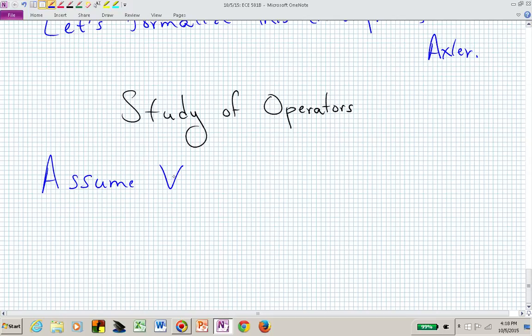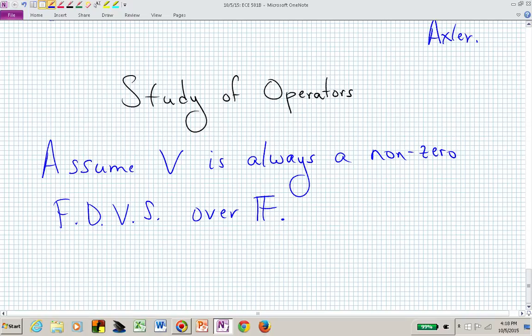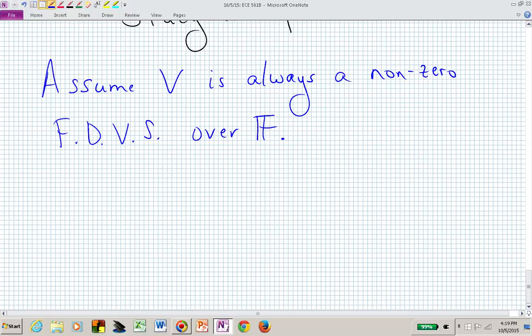We are going to assume that this vector space, V, is always a non-zero finite dimensional vector space, at least when we're talking about this material in Axler. When we get beyond Axler, then we'll open it up and have infinite dimensional vector spaces. And we are going to continue to keep F as our field of numbers, where F could be either the reals or the complex numbers.